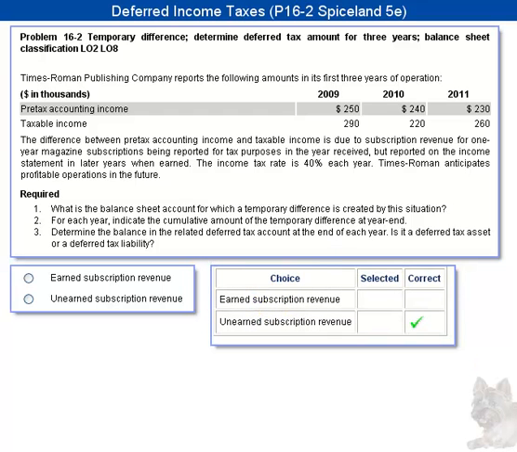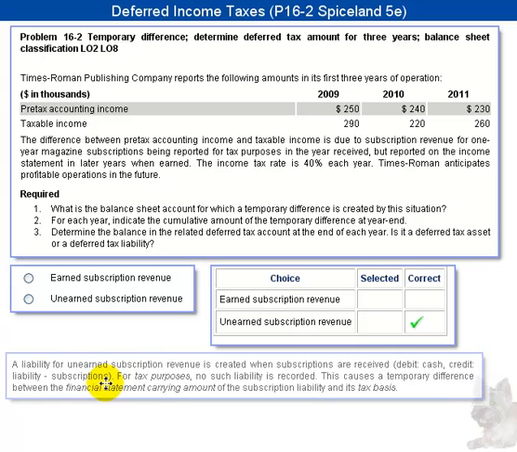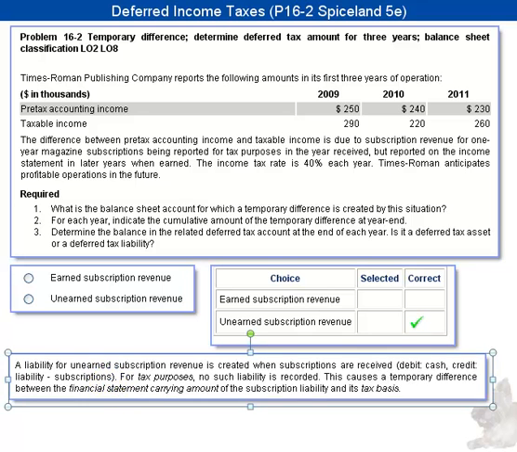Let me explain why that is the case, and I'll put the answer in front of you as well. A liability for unearned subscription revenue is created when subscriptions are received. That means we debit cash and we credit the liability for subscriptions. But for tax purposes, there's no liability being recorded. This causes a temporary difference between the financial statement carrying amount of the subscription liability and its tax basis.